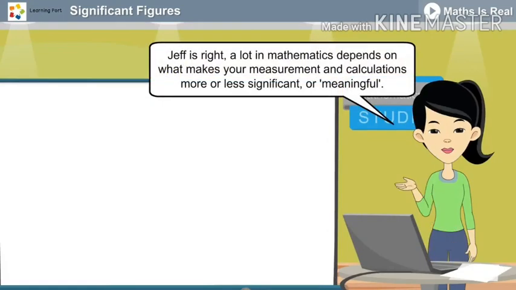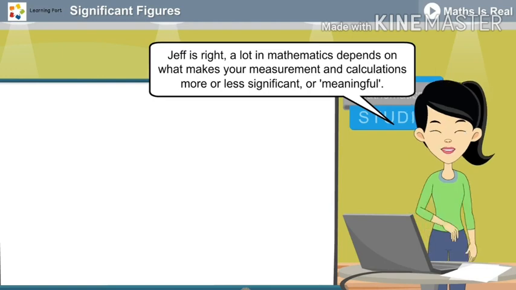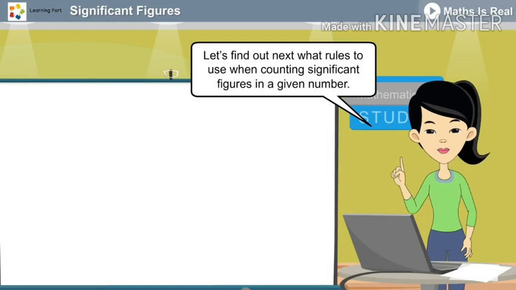Jeff is right. A lot in mathematics depends on what makes your measurement and calculations more or less significant or meaningful. Let's find out next what rules to use when counting significant figures in a given number.